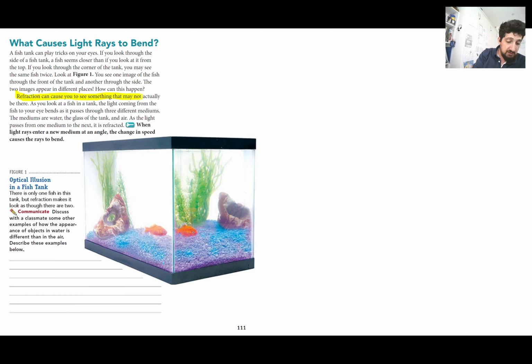Refraction can cause you to see something that is not actually there. How does it do that? You look at the fish in the tank, the light coming from the fish to your eyes bends as it passes through three different mediums. Three different mediums. What's a medium? A medium is something like air, water, a vacuum, glass, plastic, diamonds.